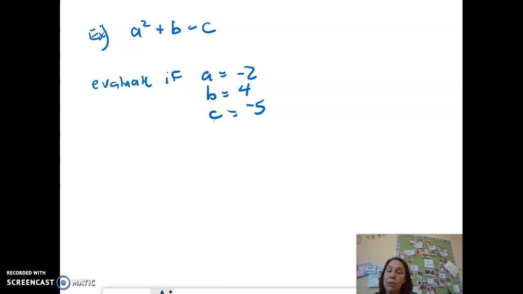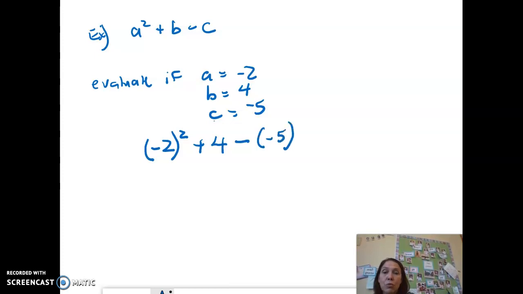So then you're going to have to go back to 1.7 and use your exponent rules. But here, if I plug in -2 as a squared, I'm going to plug it in parentheses. So it's going to be (-2) squared plus b, which is now 4, minus c, which is a -5. I just want to make sure that all of those substitutions go in parentheses. And you're going to see this on this homework that's attached.